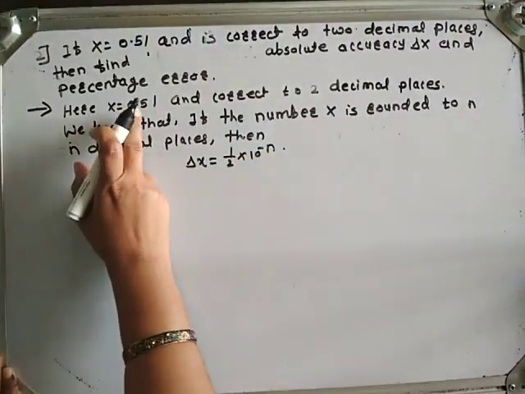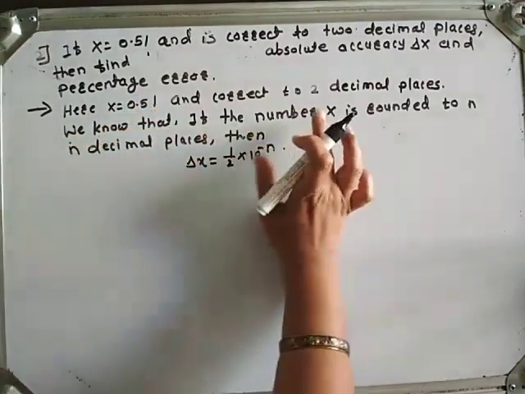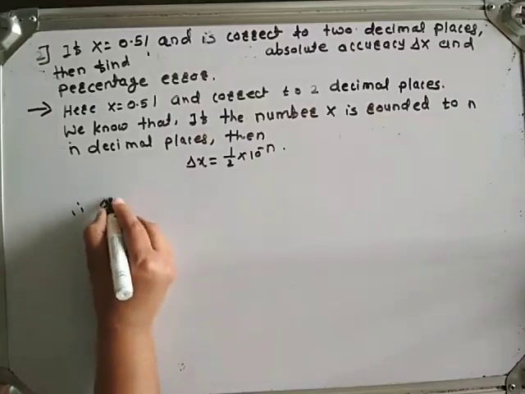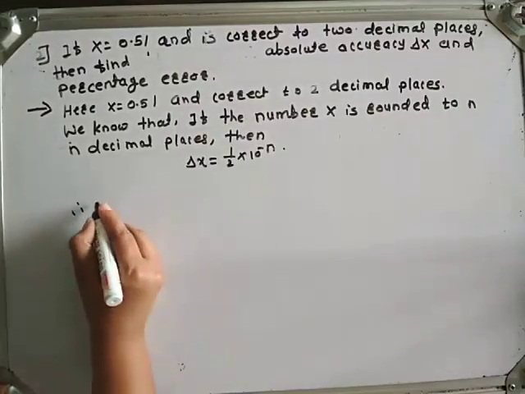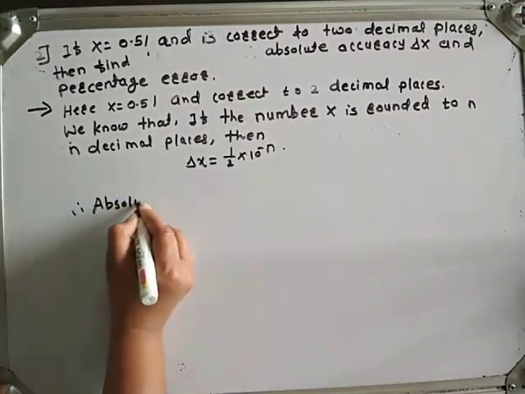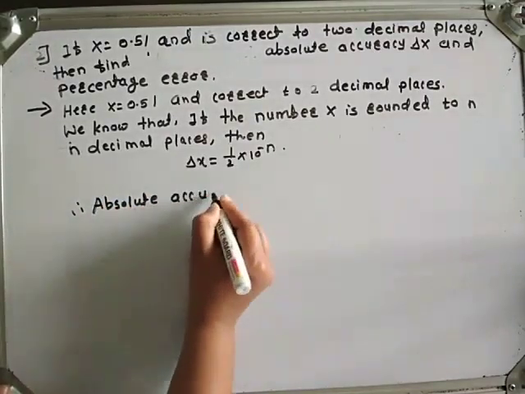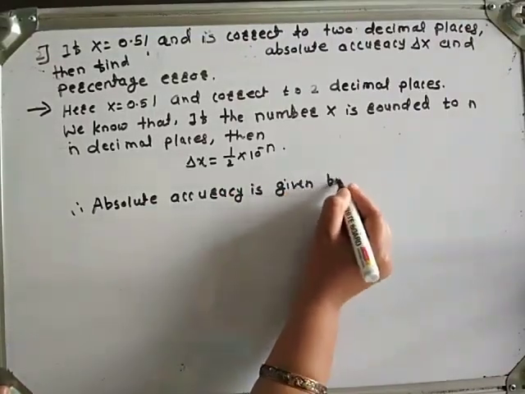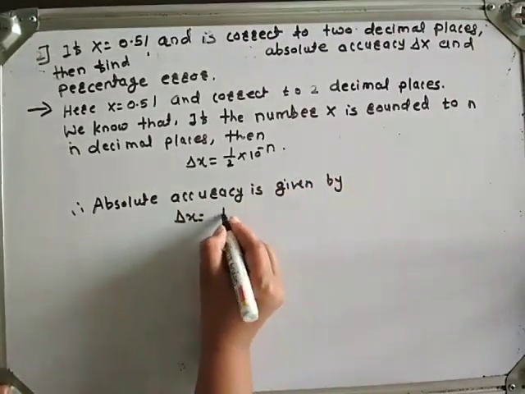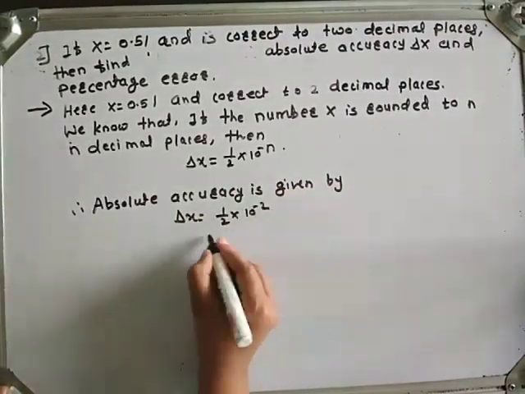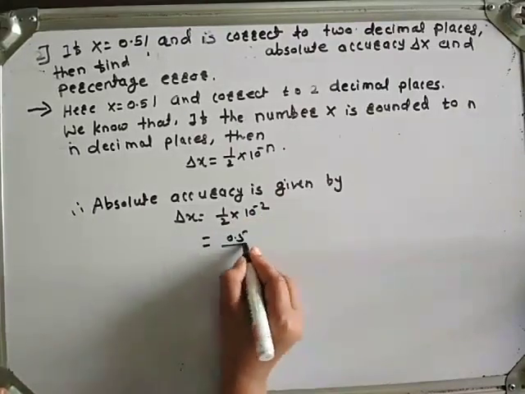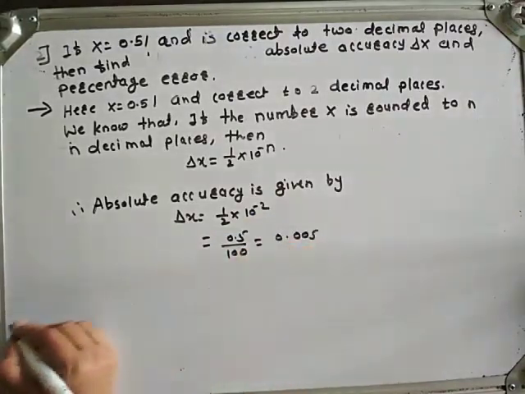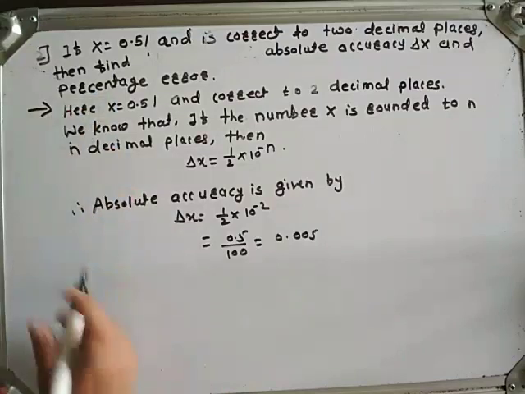Here x is equals to 0.51 and it is correct to 2 decimal places. Therefore absolute accuracy is given by delta x is equals to 1/2 into 10 raised to minus 2, which is nothing but 0.5 upon 100, which is equals to 0.05.